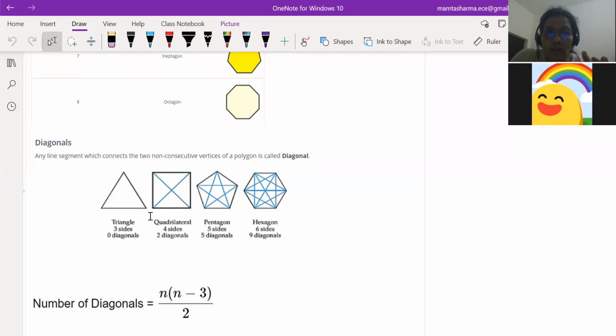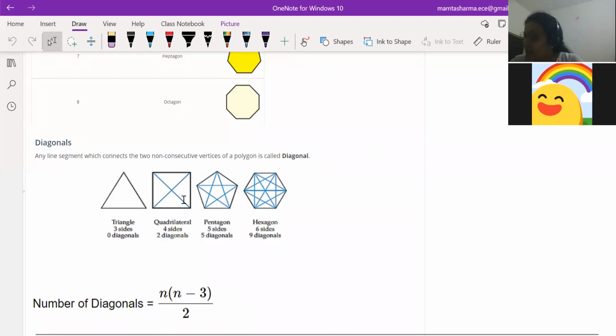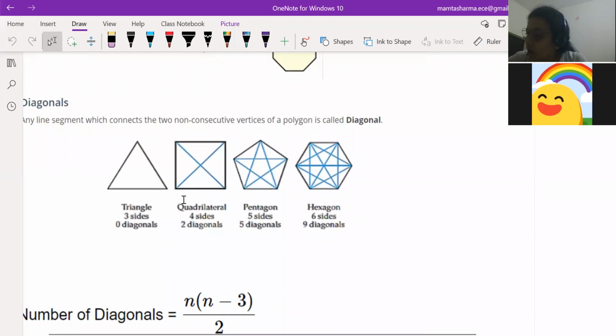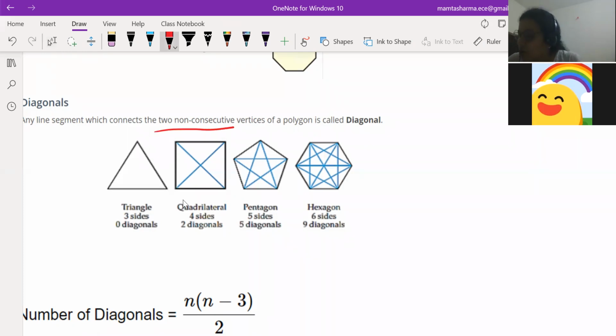Two non-consecutive means those which are not in order. Those which are not in order, that is non-consecutive. And consecutive means neighbors, those which are close to each other, with no vertices in between them. Those are consecutive vertices, and non-consecutive means the vertices which are not close to each other. Those are non-consecutive vertices.